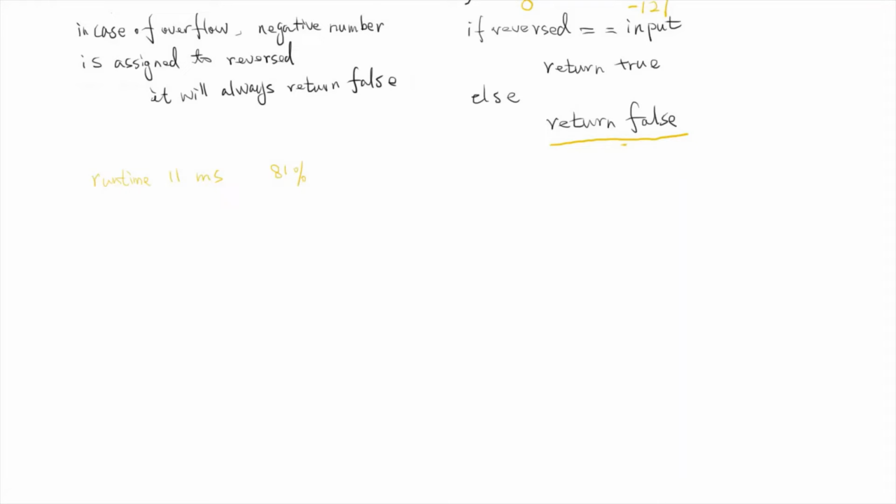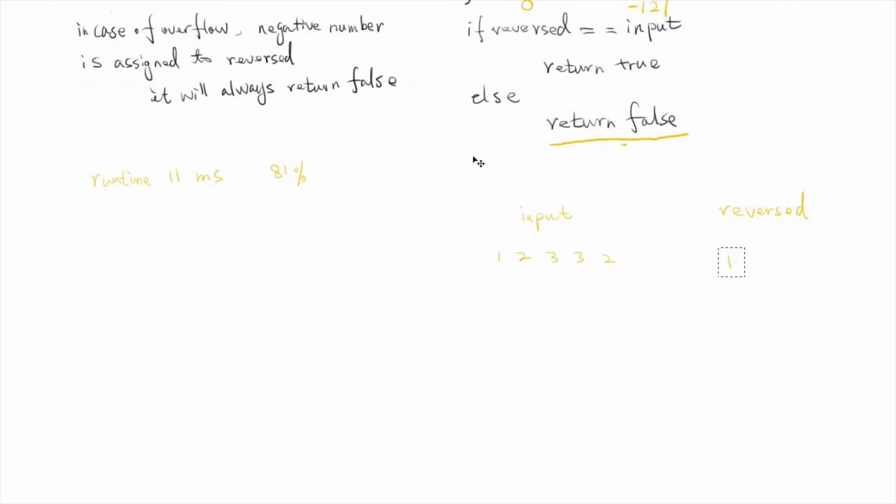Now, let's discuss the second solution, which has a better performance than our solution number 1. Let's analyze solution number 2 with an example. For example, we have the integer 1, 2, 3, 3, 2, 1. Our process will reverse this number and save it to the variable reversed. First, we will move the digit 1 from input to reversed.